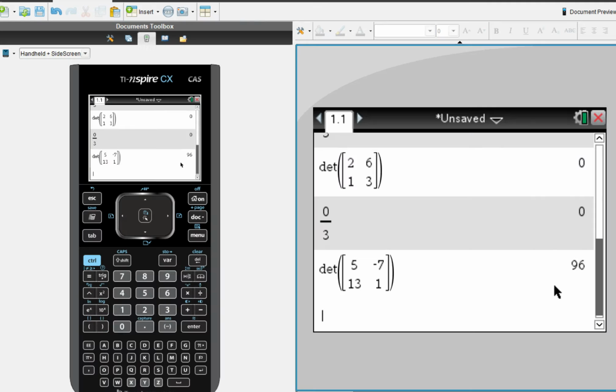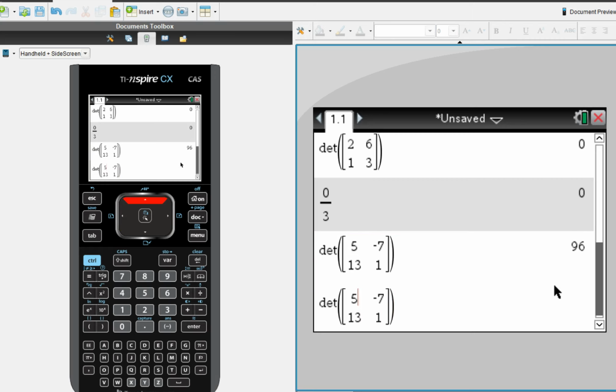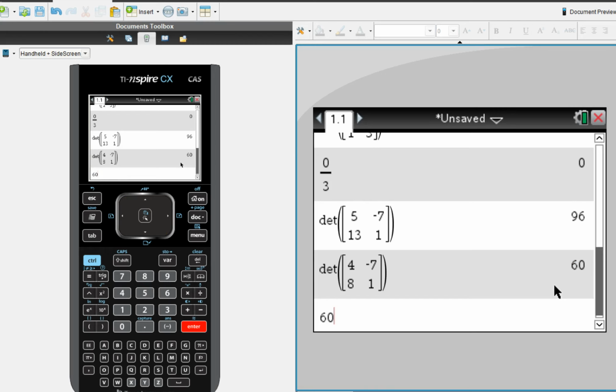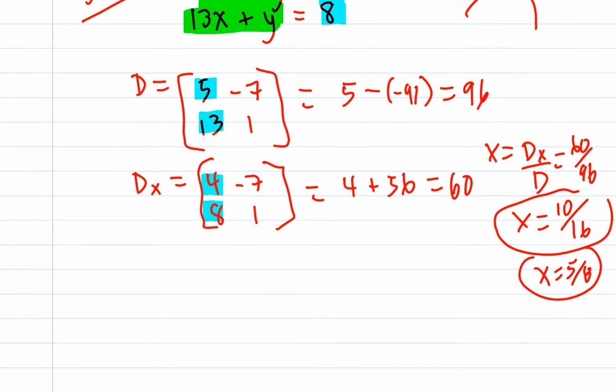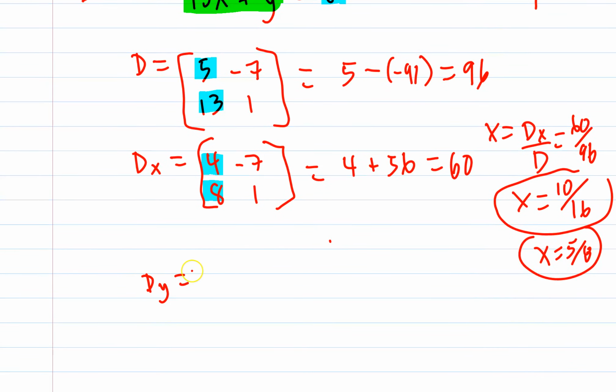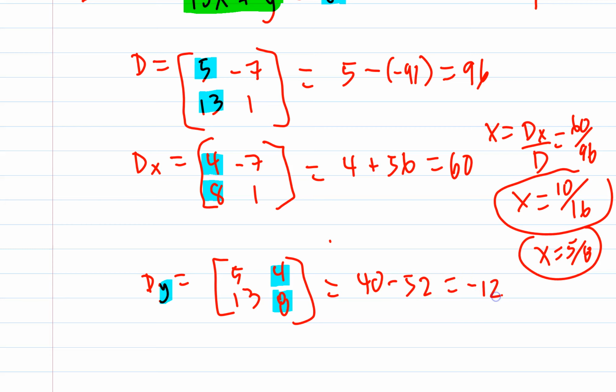Change the 5 and the 13 to a, what was it, 4 and 8. So change that to a 4. Change that to an 8. Do 60 divided by 96, and we're done. I want to solve for y, I would do dy. This time, we're going to put the 4 and the 8 in place of the y. So we're going to start with 5, 13, and then the 4 and the 8 go in place of the y. Down is 40, minus up is 52, negative 12.